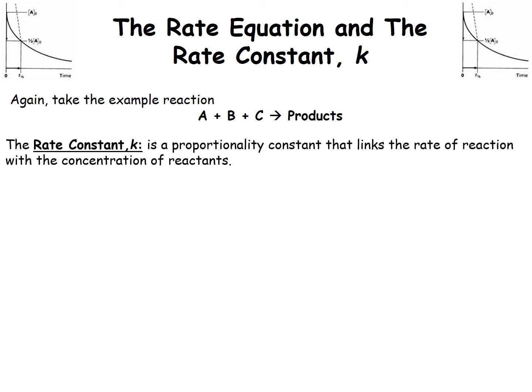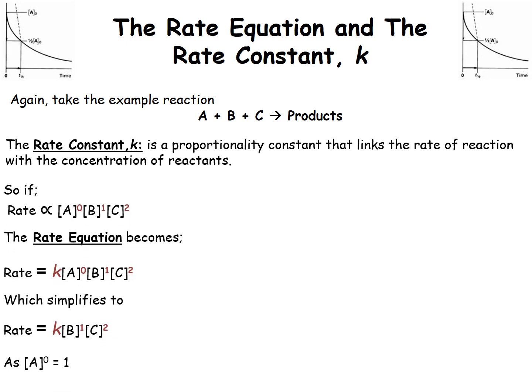The rate constant is a proportionality constant that links the rate of reaction with the concentration of the reactant. So we've already kind of done this when we were looking at K, the rate constant, but in this we're focused on rate. So the rate is equal to K, the rate constant, multiplied by A, which is 0 order, B, first order, C, second order, which we would simplify because A is 0. A is not affecting the rate of reaction at all, so we remove it from the equation. So the rate would become rate equals K, B to the power of 1, C to the power of 2.